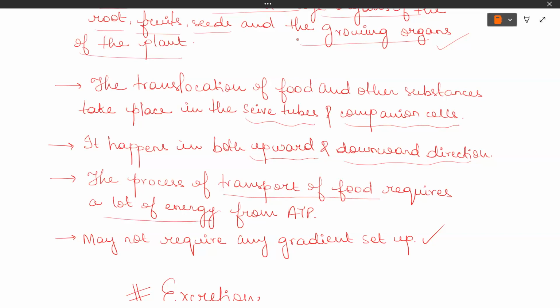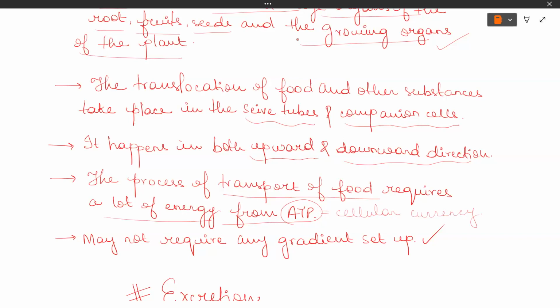And you must know that the process of transportation of food requires a lot of energy. This energy comes from ATP, because ATP is the cellular currency. Adenosine triphosphate. It is the currency of our cell.